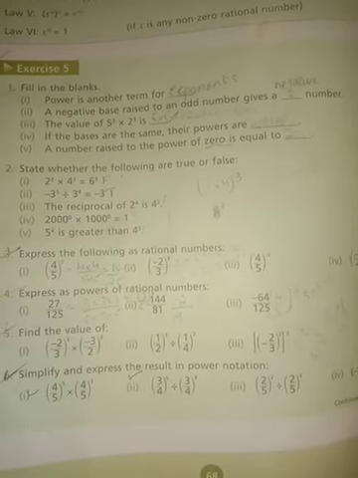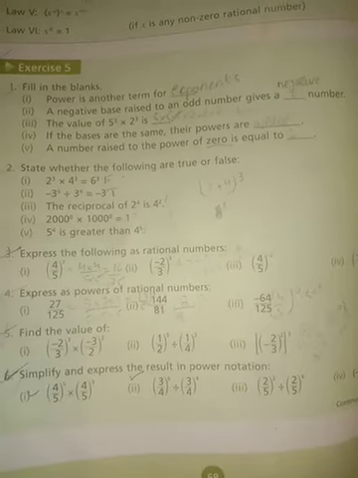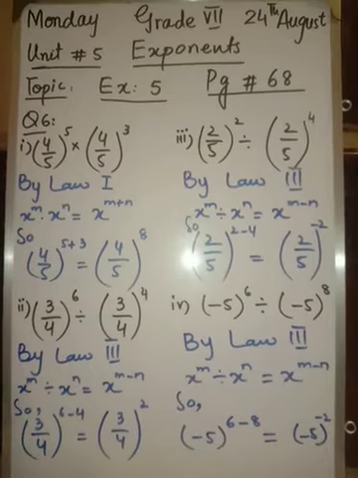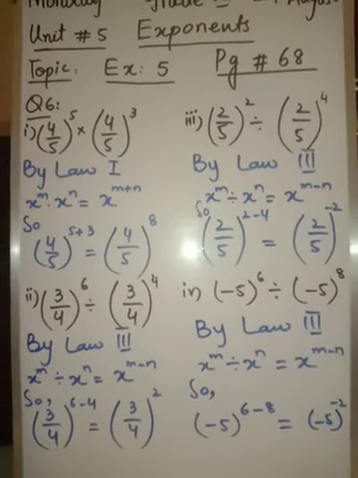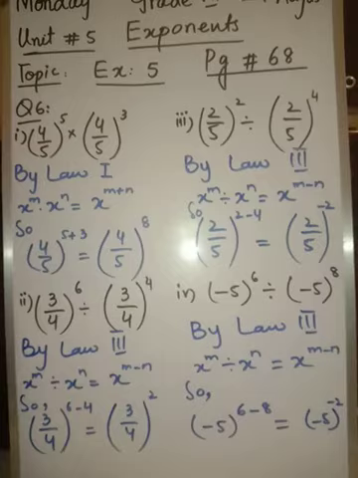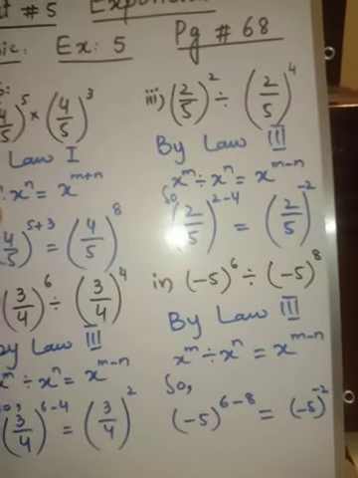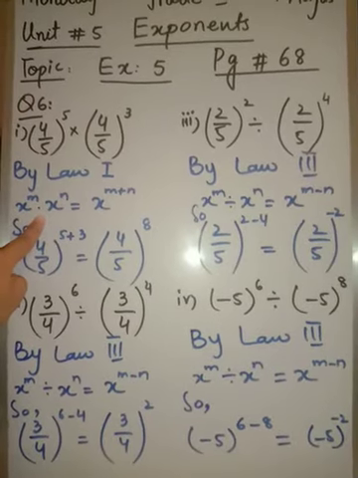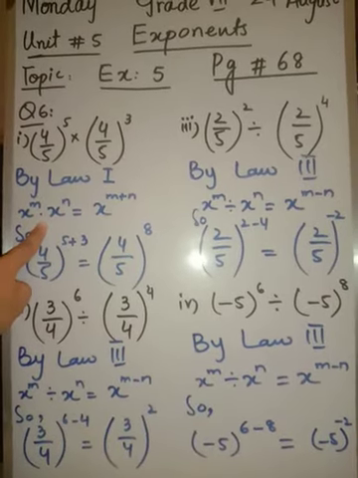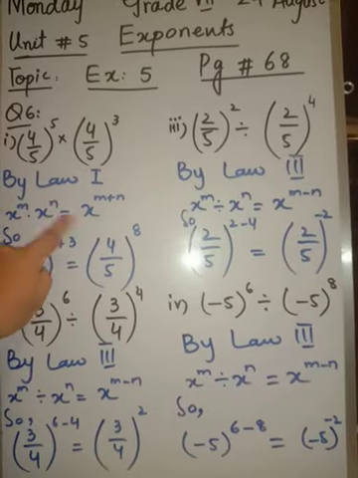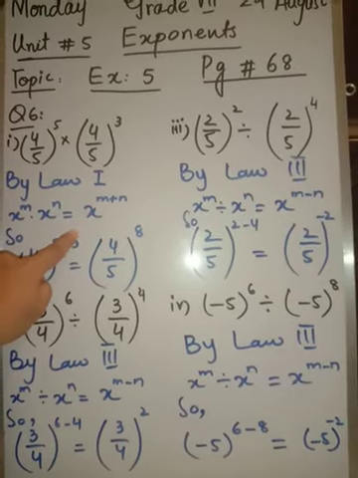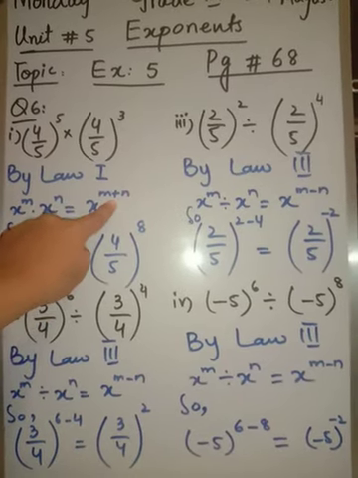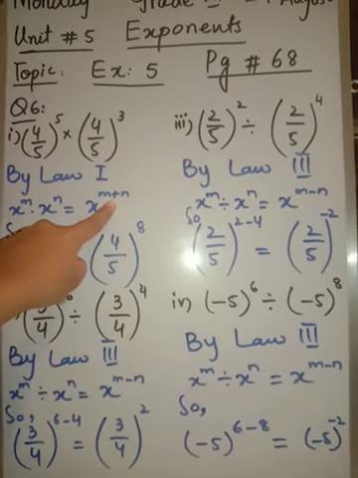We have 4 by 5 whole power 5 and 4 by 5 whole power 3, or cube. Now, as we have law 1 for exponents: when two bases are the same, but the powers are different and both numbers are multiplying with each other, what will you do? You just write the base one time and add the exponents. It means you have the answer with the same base and you add the powers or exponents.